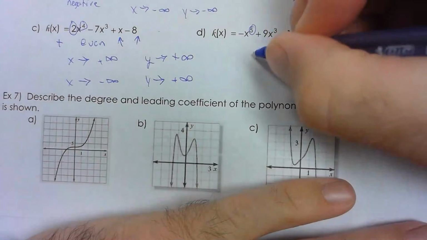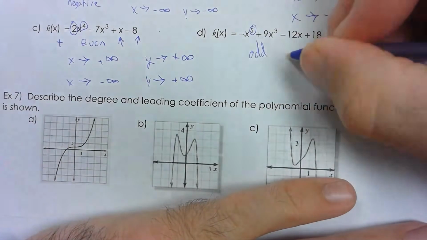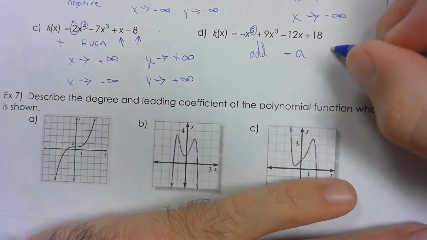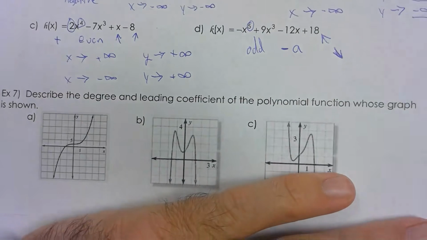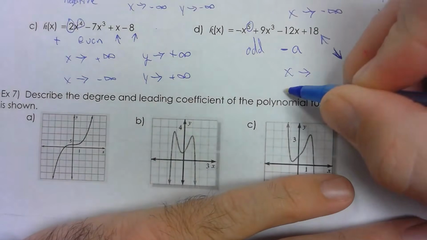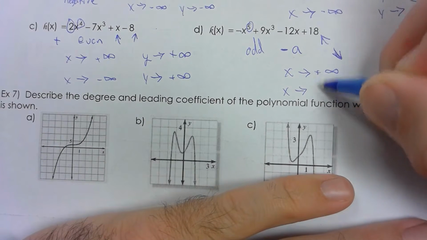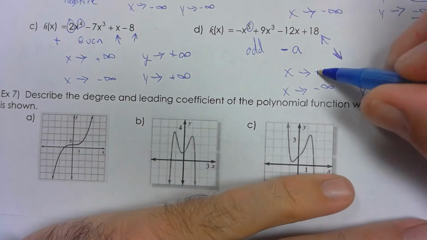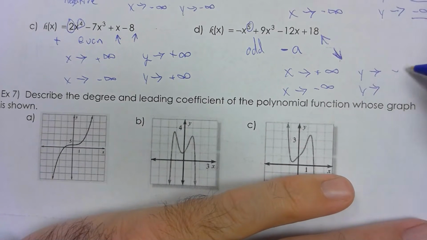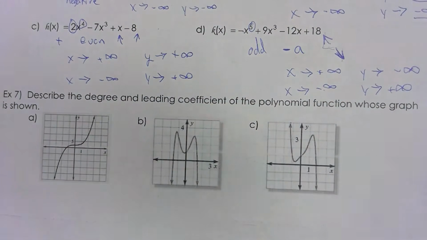This one has an odd degree, and it's negative, A coefficient. That means it's going to go down. Opposite directions because it's odd, down because the A is negative. So now we go x to the right, x to the left. What's y doing? Well, to the right, it's going down. To the left, it's going up. That's how you write end behavior.